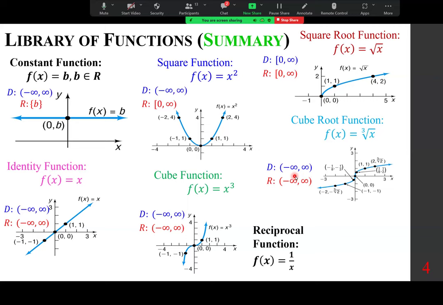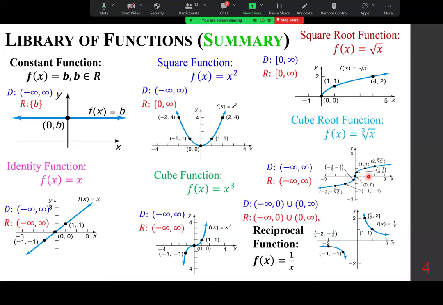The reciprocal function, f of x equals 1 over x, looking like that, covers everything along the x-axis except 0, because we have a vertical asymptote as well as a horizontal asymptote. We discuss it further later on. And it doesn't cover 0. The same thing for the y. So in both cases, all real numbers except 0.